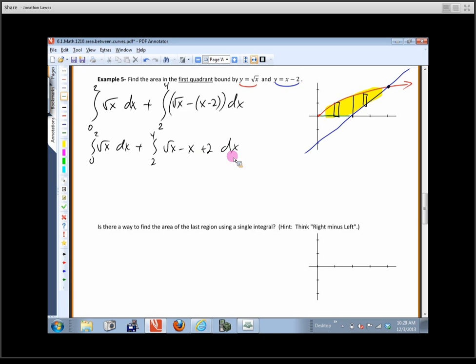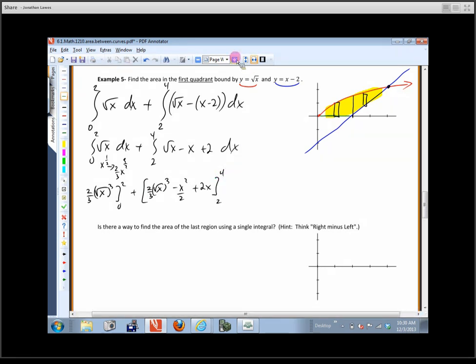Any questions? Okay, let's go through and do the calculations. Remember, this is going to be thought of as x to the 1/2. So I'm going to increase the exponent by 1, divide by the new exponent. So that's going to be 2/3 x to the 3/2. Which, if I were going to evaluate, I probably wouldn't write it that way. So let me write this up above here. I'm going to write 2/3 square root of x cubed evaluated from 0 to 2. Okay, then we'll do this one. This is going to be the same antiderivative, so this is going to be 2/3 square root of x cubed minus x squared over 2 plus 2x, and I'm going to evaluate that one from 2 to 4. Any questions there?